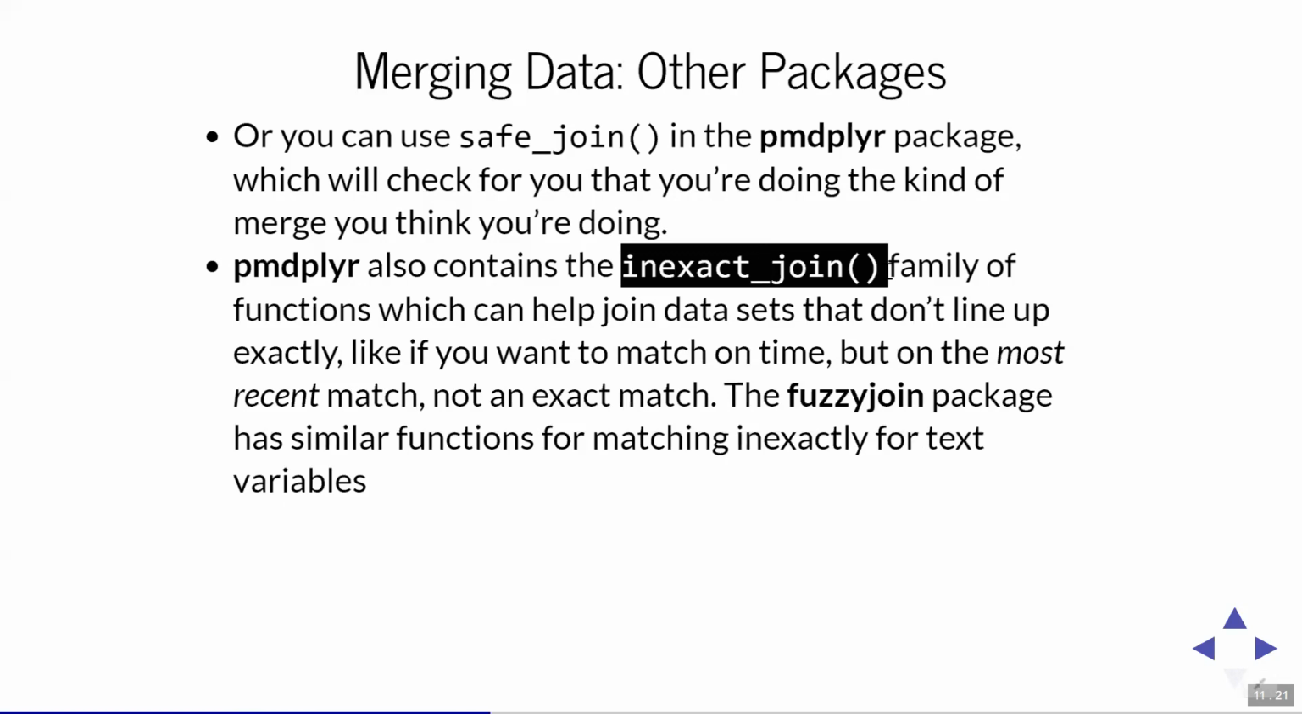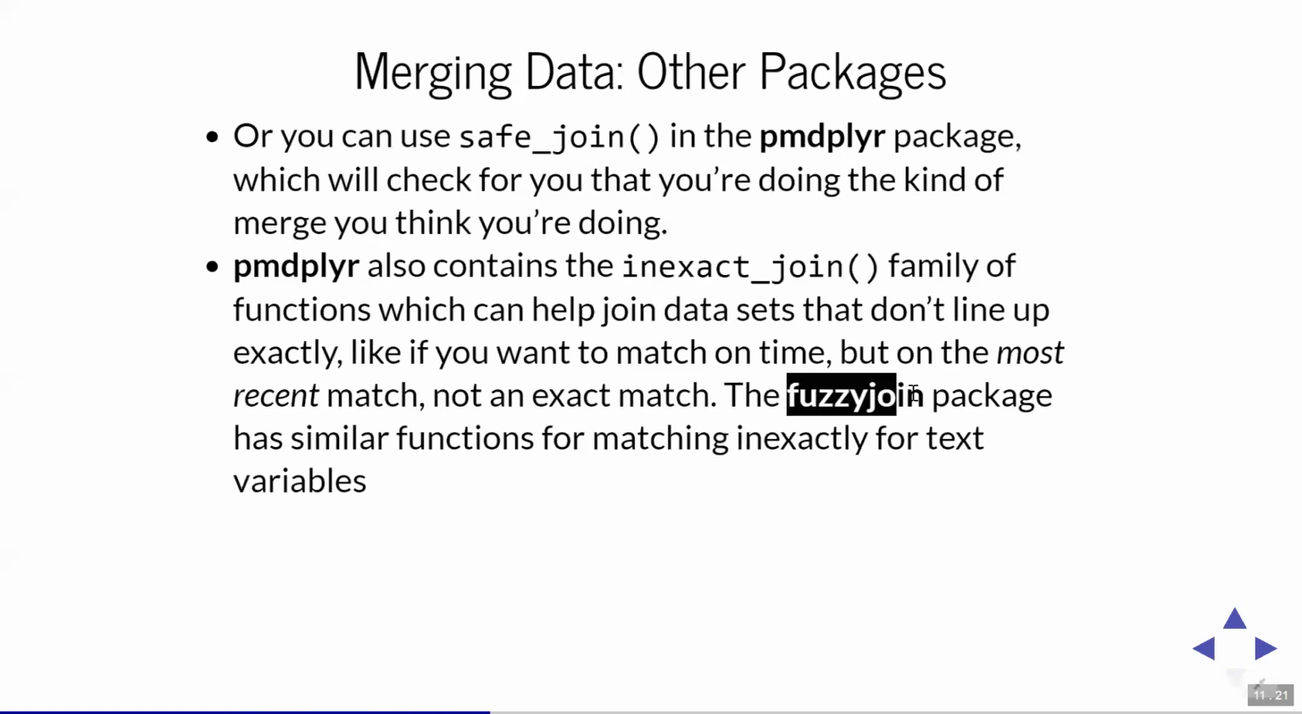So let's say that over here you have name and year, and over here you just have name and, let's say, a different type of year, and you want to merge them together. But there's gaps in the years, so you want to merge like the most recent year. Inexact join will help you do that, for things like dates or numbers. If you want to join on text that does not match exactly, you can use the fuzzy join package as well.